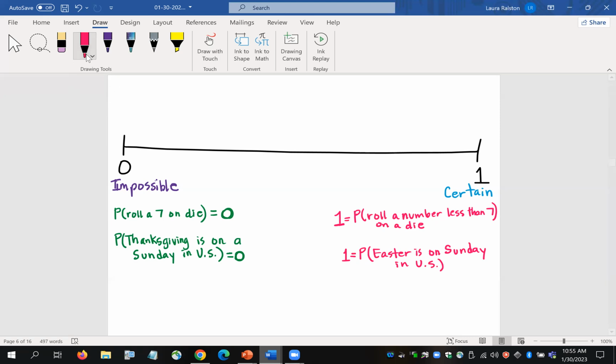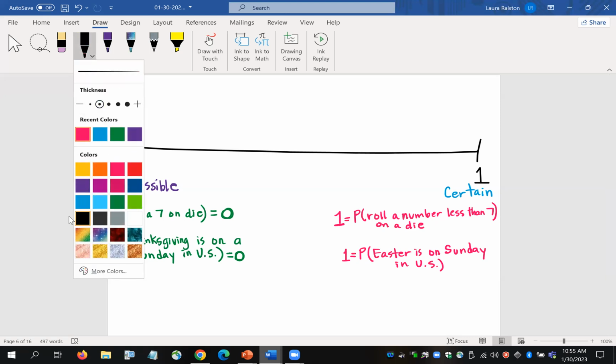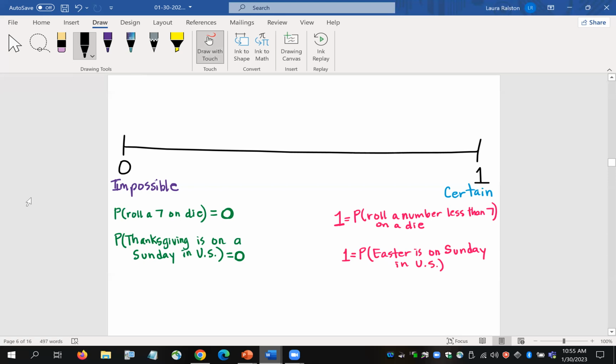Now, thinking about the idea that it could be any value between 0 meaning impossible, 1 meaning it's certain. If you think about halfway, that would be 1/2, or we could say 0.5 or 50%. Okay, so that's kind of the halfway mark. That's where we think about having that 50-50. But it can be any value, any decimal, any fraction in between 0 and 1.